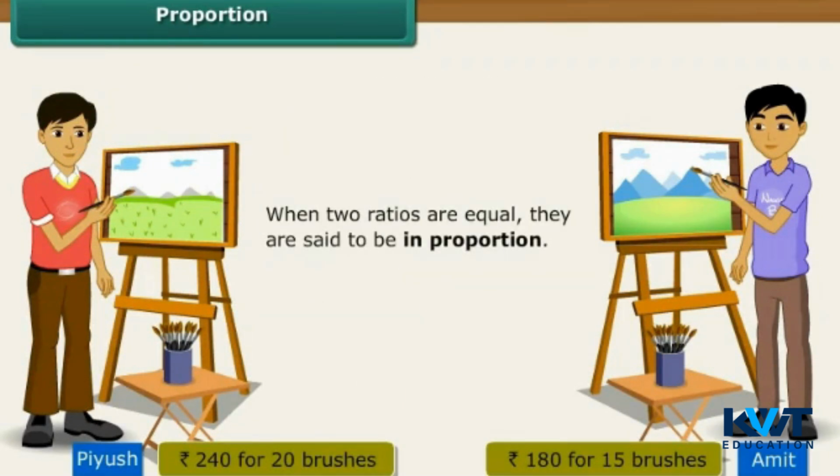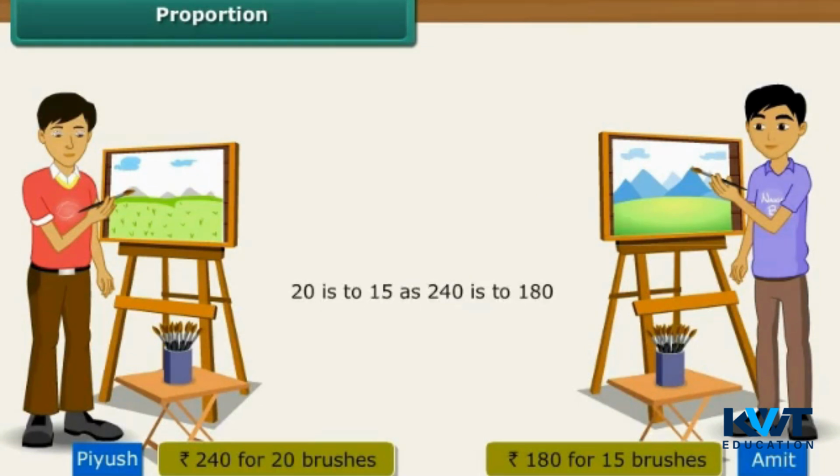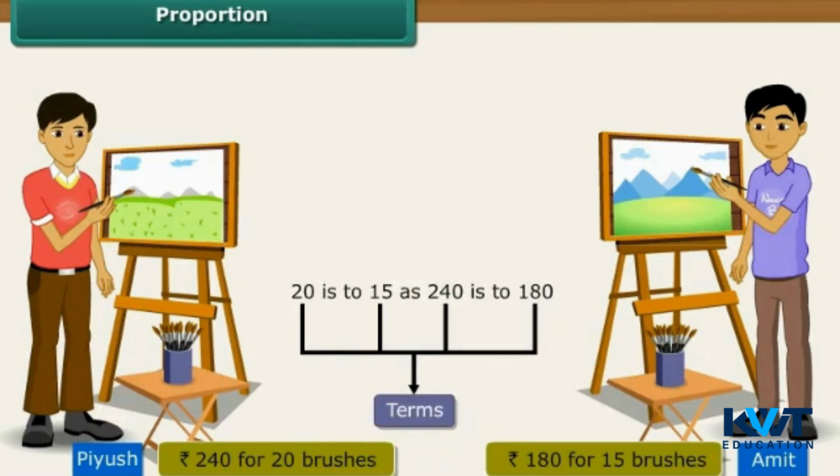When two ratios are equal, they are said to be in proportion. Ratios in proportion are represented as 20:15 :: 240:180. This is the symbol used to denote proportion. Ratios in proportion are read as 20 is to 15 as 240 is to 180.